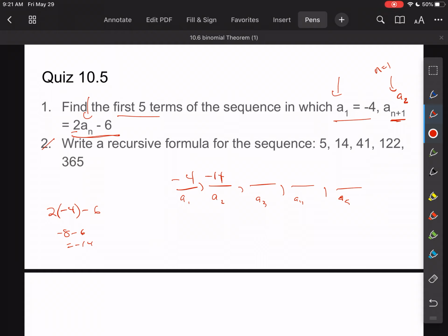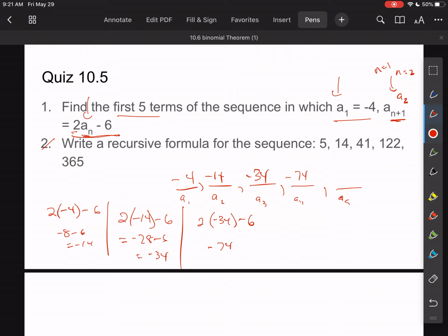All right, if I want to find a sub 3, you would plug n equals 2 in, right? So a sub 3 would be equal to the a sub 2 term times 2 minus 6. So again, that's just the previous term. 2 times -14 minus 6. When you do that, you get -28 minus 6, which is equal to -34. Right, so then we find the next one. 2 times -34 minus 6. 2 times -34 is -68, minus 6 is -74.